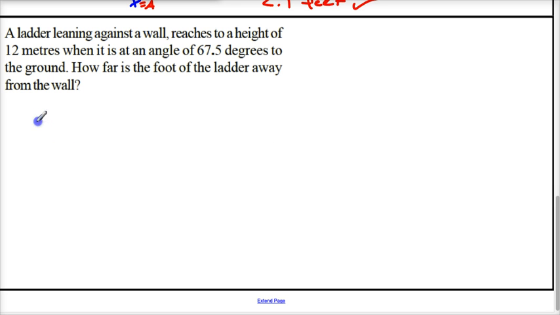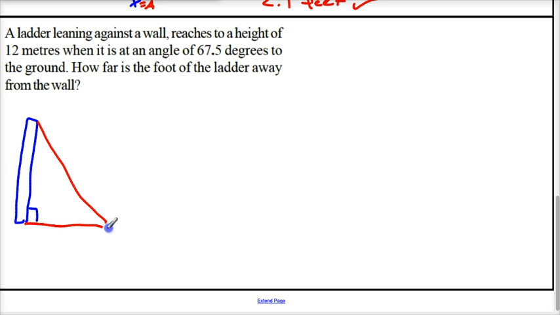So we have a wall. Let's draw a nice little wall right here. We have a ladder. So this is going to be our ladder. All right. And let's say this is the ground. Let's read this question one more time. A ladder leaning against the wall reaches to a height of 12 meters. Well, that means the height is right here. This is our 12.